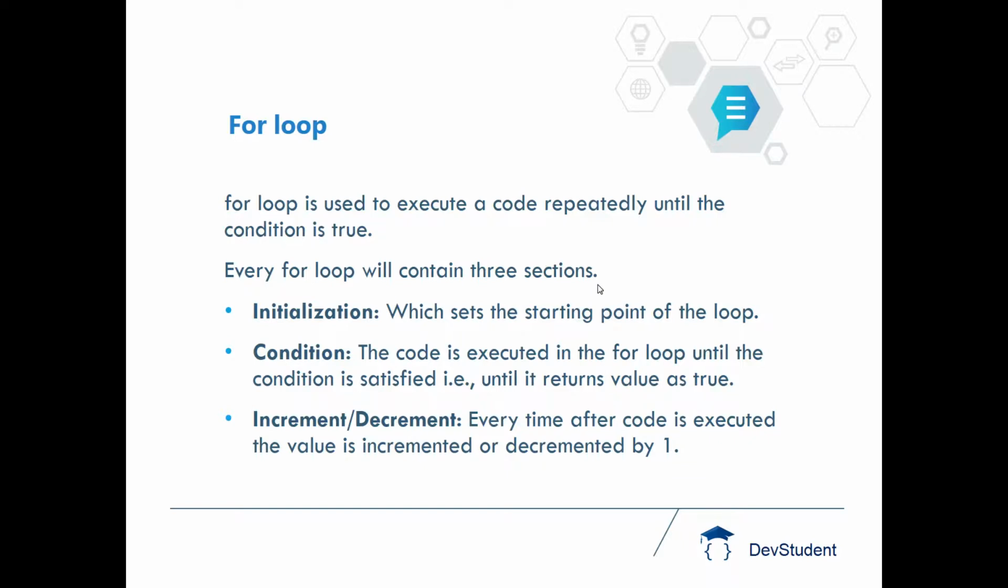The third one is increment or decrement. As you are looping the code, here you can add a statement which is used for increment or decrement. Every time after the code is executed, the value is incremented or decremented by 1 if you are using post increment or decrement. You can also use pre-increment or pre-decrement. That means before the looping starts, first it is incremented or decremented by 1, then the loop will start. This is used so that the initialized value can be incremented continuously while the looping is happening.